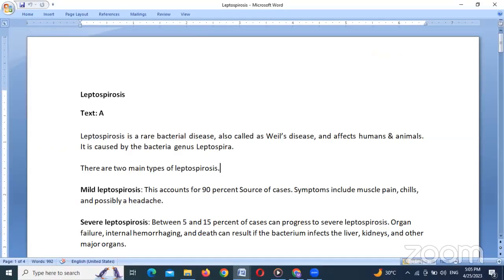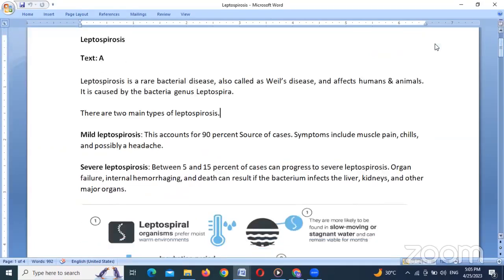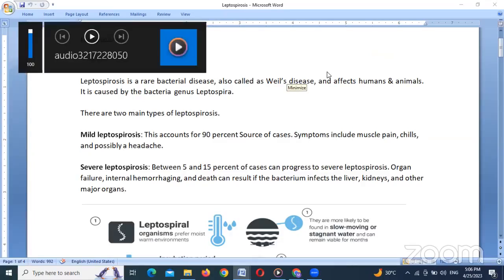What is the main topic? Can anybody tell me what is the reading part A main topic? No one wants to participate. Sir, leptospirosis. The main topic is leptospirosis. Very good.